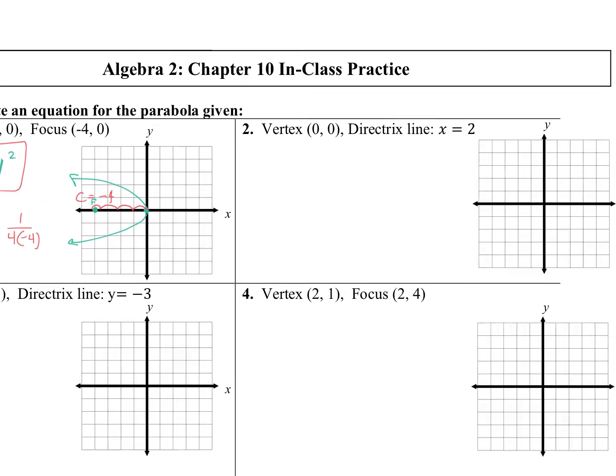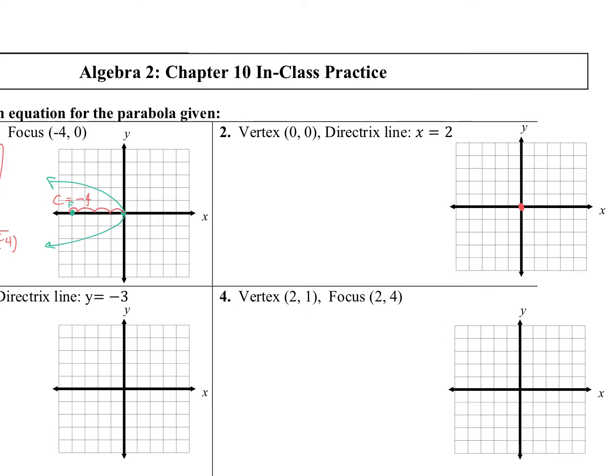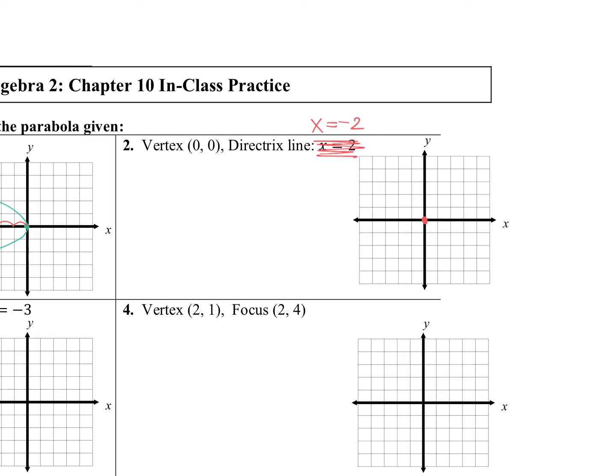All right, number 2, another (0, 0) vertex. I'm going to change this a little bit because I realized when I changed my numbers that I also changed the format. We're going to say our directrix line, let's call it X equals negative 2 instead of X equals 2. So we're just going to put a negative in front of it. That's fine, but this will give you another view of things here. X equals negative 2 is what kind of line? Horizontal or vertical? Vertical. So X equals negative 2 is right here, vertical at negative 2.